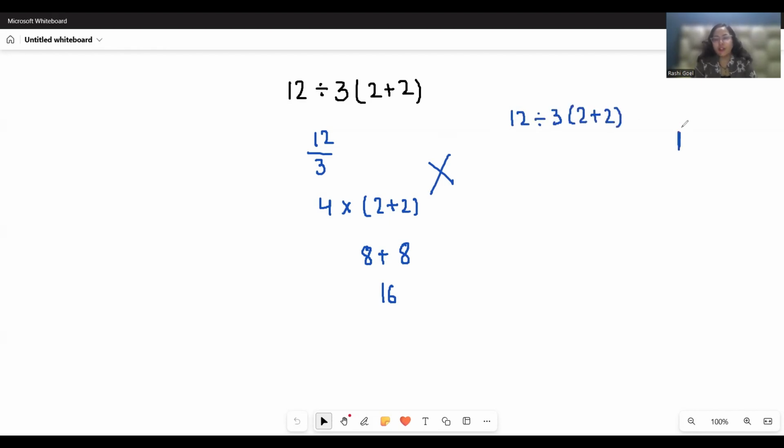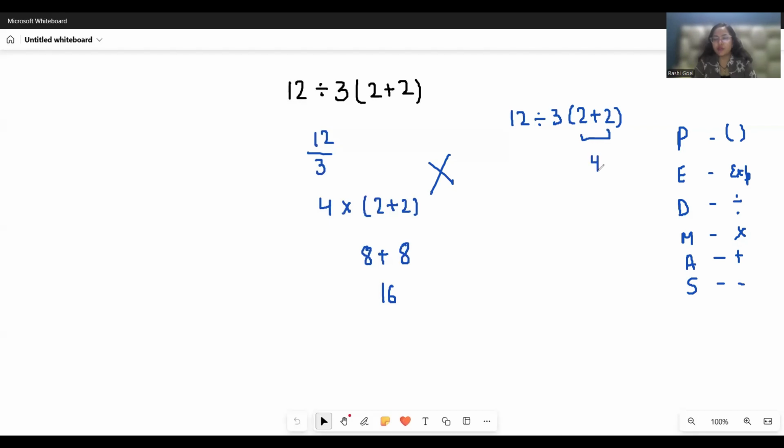So the order of operation says PEMDAS, where P stands for parenthesis, E stands for exponent, D stands for division, M stands for multiplication, A stands for addition, and S stands for subtraction. So first you have to solve the parenthesis, that is the bracket.